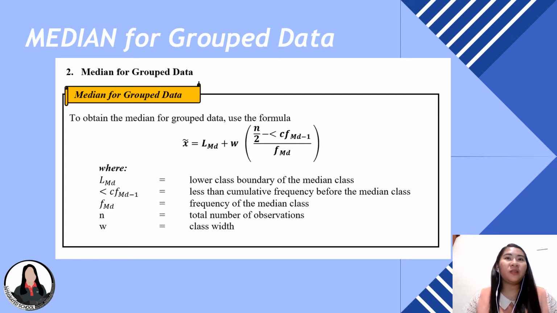The less than cumulative frequency sub MD minus 1 is the less than cumulative frequency before the median class. F sub MD is the frequency of the median class, N is the total number of observations, and W is the class width. Okay? So, para mas mabilis natin siya maintindihan, let us apply it sa isang example.